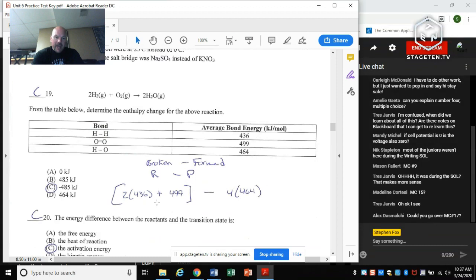Okay, so it's whatever that is, minus, now it's the bonds over products. I have 2 water molecules, but in one water molecule there are 2 H-O bonds, right? So 2 of those molecules would have 4 of those bonds. So that's why it's 4 times 464. Okay, and so it's just that minus that. Bonds broken minus bonds formed gives you the delta H of the reaction. Okay.